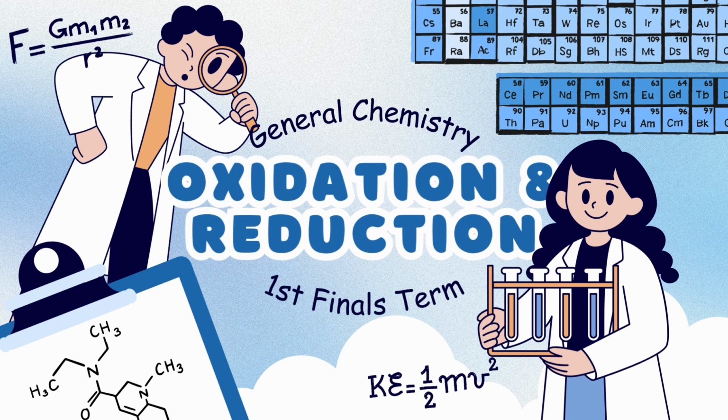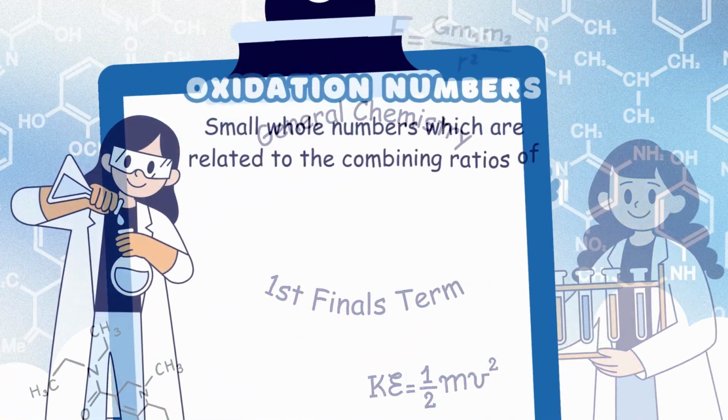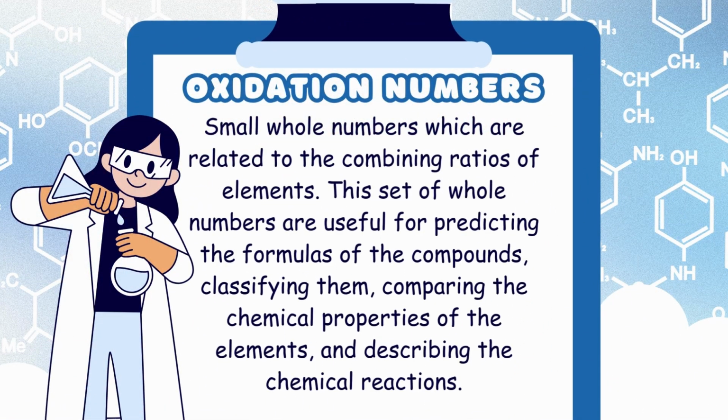And in this video, we will be talking about oxidation and reduction reactions. But first, let's put down the basics and talk about oxidation numbers. Oxidation numbers are small whole numbers which are related to the combining ratios of elements. This set of whole numbers are useful for predicting the formulas of the compounds, classifying them, comparing the chemical properties of the elements, and describing the chemical reactions.